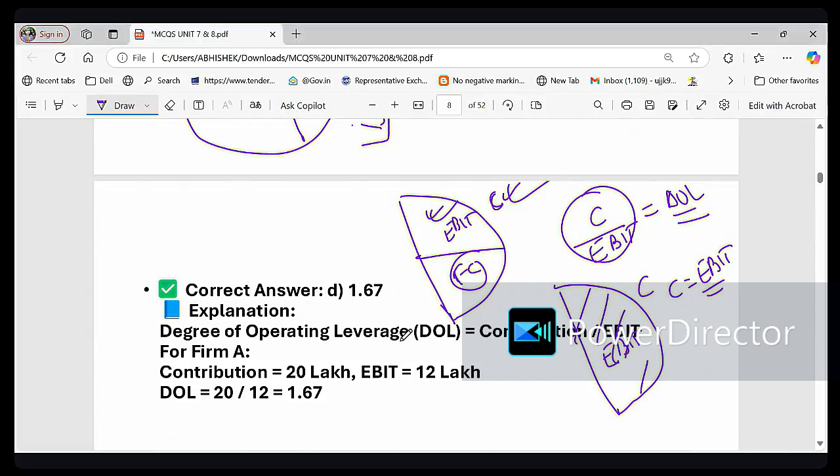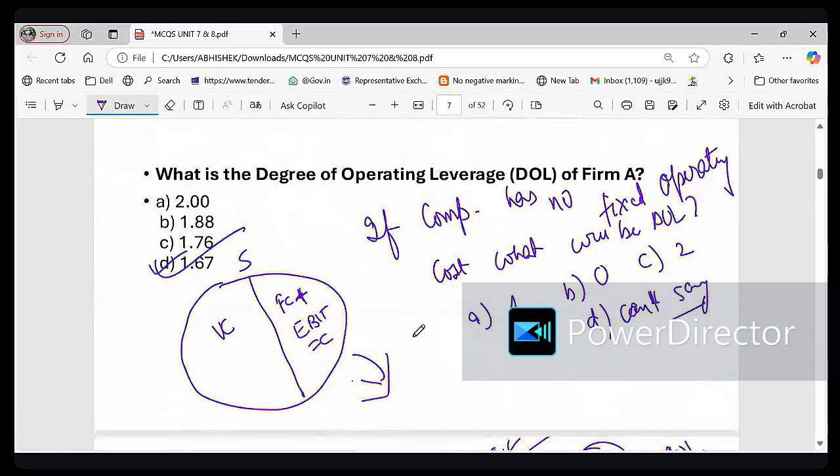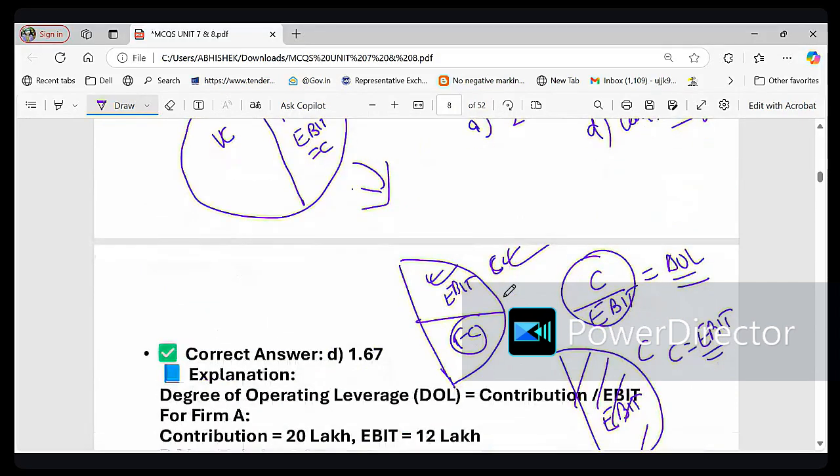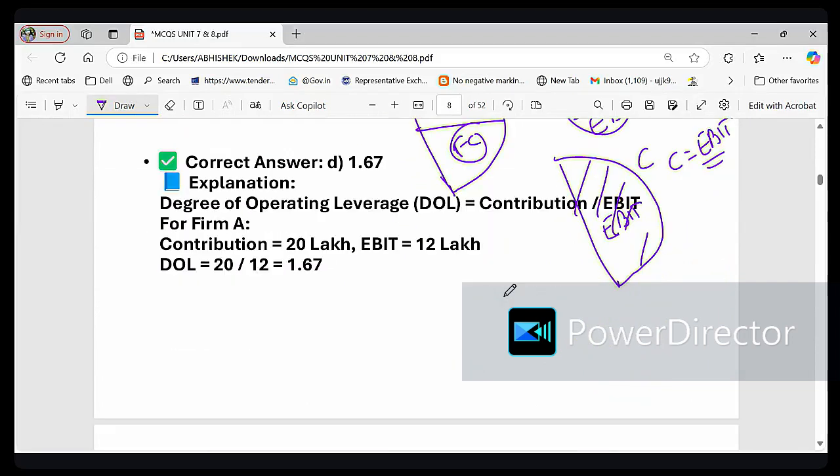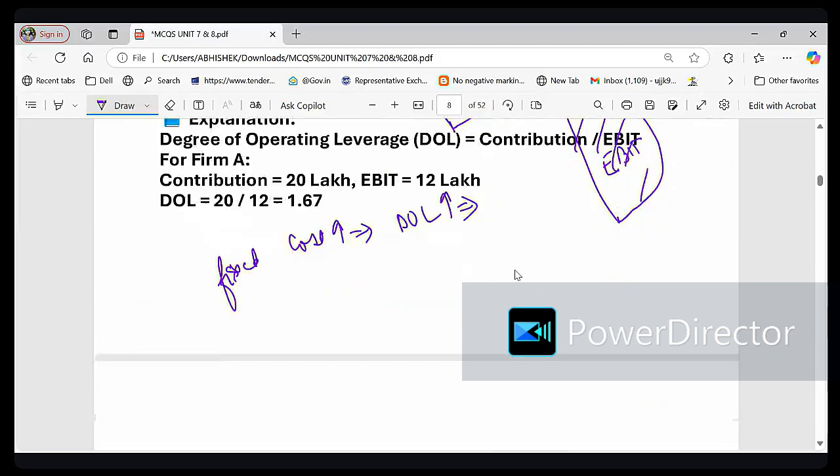This case study was exactly asked in the examination. So just now I've told you how to find the DOL. The answer to this question is 1. The DOL shows the impact of sales on the operating profit. And if the fixed cost is more, it means DOL will be higher, and it will be more risk plus more reward. Now that is the point.